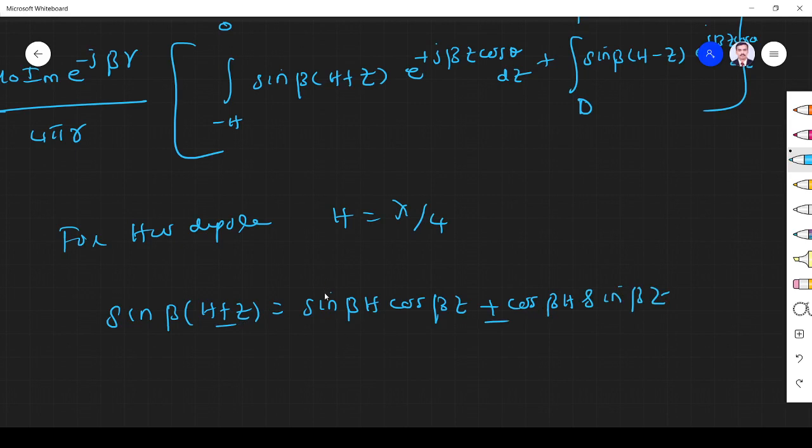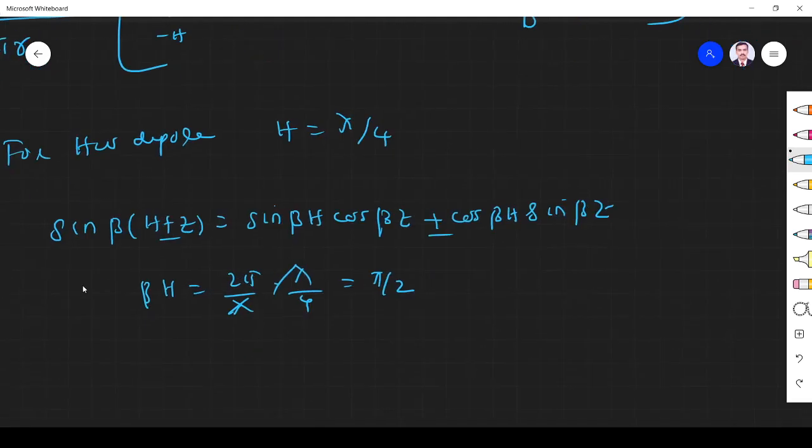Right? So H is equal to lambda by 4. Beta is equal to 2 pi by lambda. H is equal to lambda by 4, lambda cancels, so it is pi by 2. So beta H is equal to pi by 2. So here you see cos beta h will give cos 0, so this term will be cancelled.